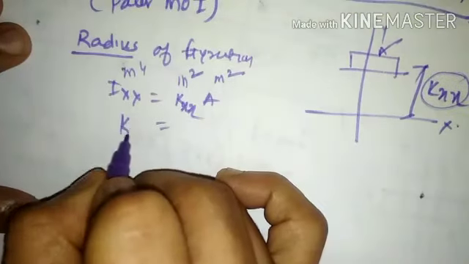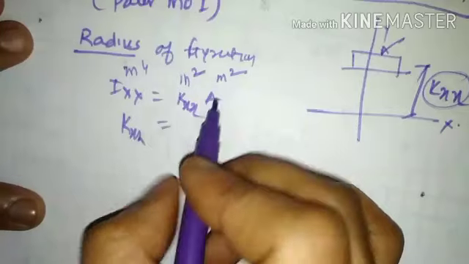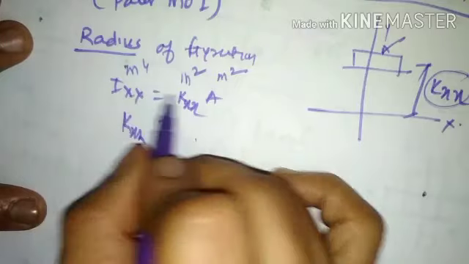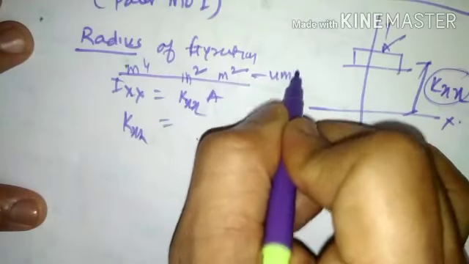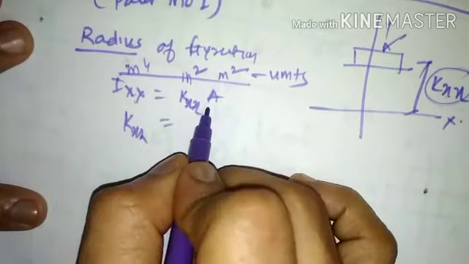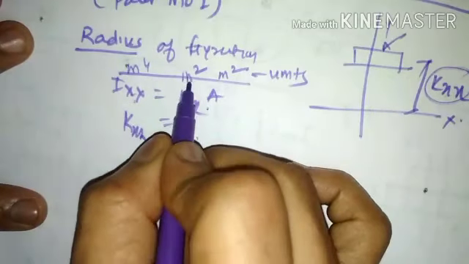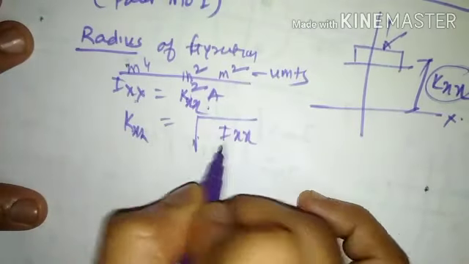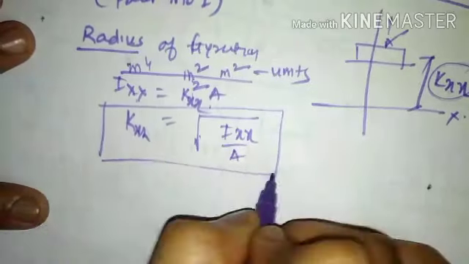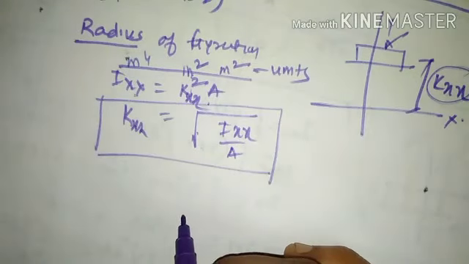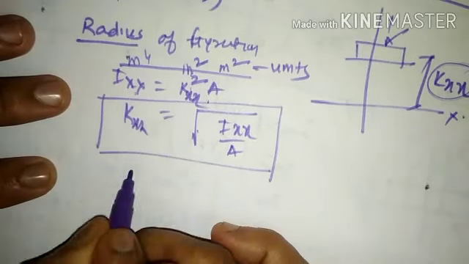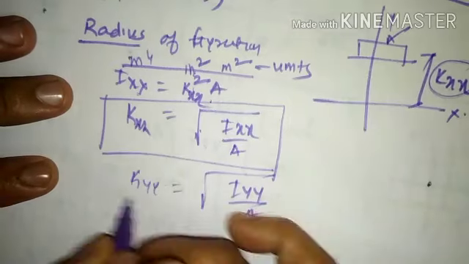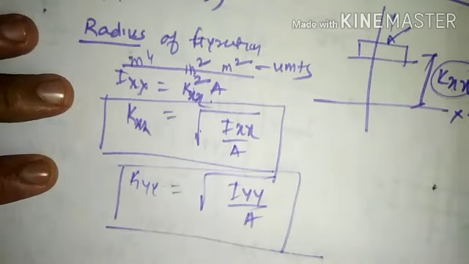So this kxx is called the radius of gyration. Here we have Ixx and here it is A, and I have to equate the units as meter square. So it will be kxx square, so kxx will be equal to the square root of Ixx divided by area. This is the radius of gyration along the x direction. Similarly, the radius of gyration along the y direction would be the square root of Iyy divided by area.